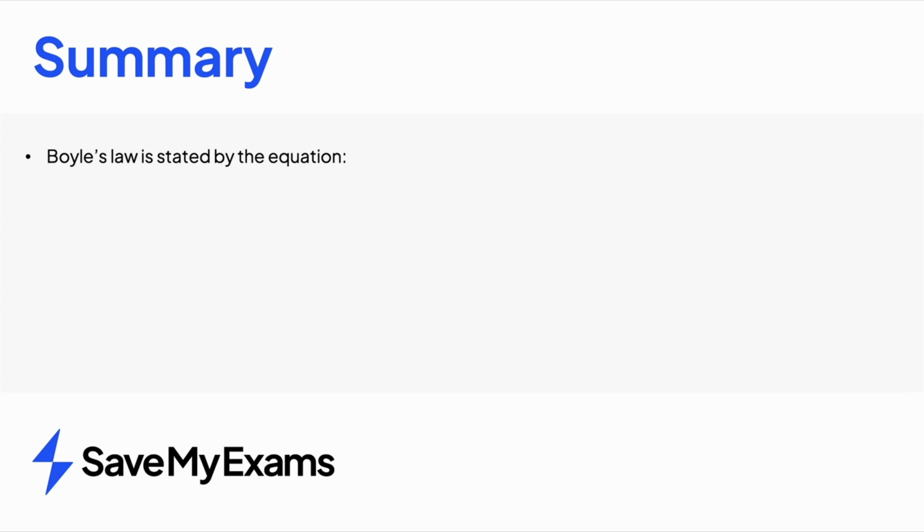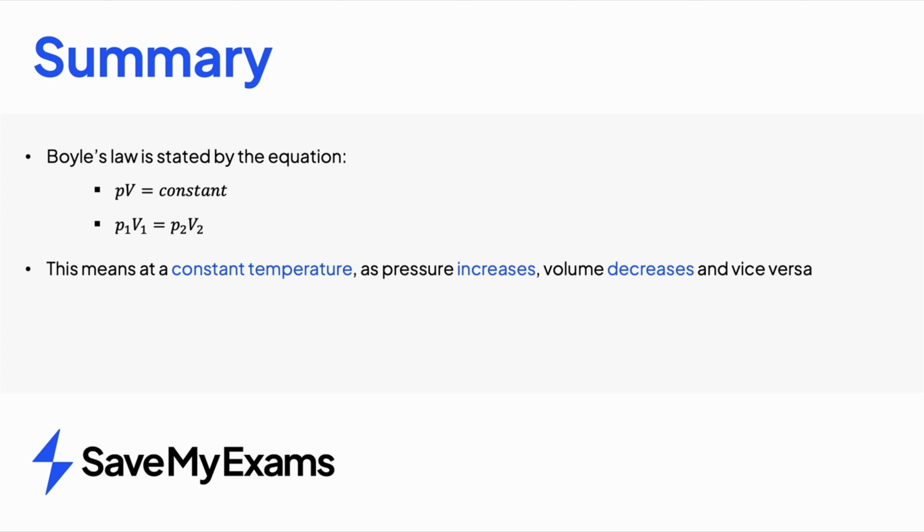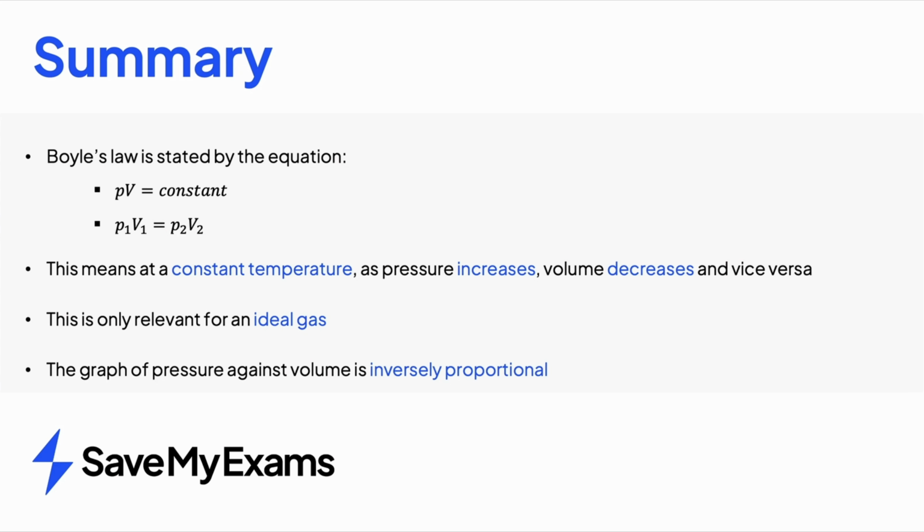In summary, Boyle's law is stated by the equation PV equals a constant, or in another form, P1V1 equals P2V2, which is more useful when you have 2 different pressures and 2 different volumes in the scenario. This means at a constant temperature, as the pressure of a gas increases, the volume decreases, and vice versa. This equation is only relevant for ideal gases, which should be the case for all your exam questions. The graph of pressure against volume is inversely proportional.